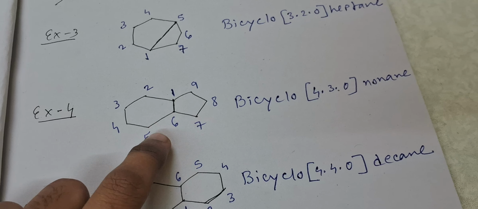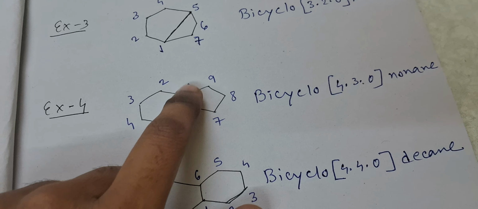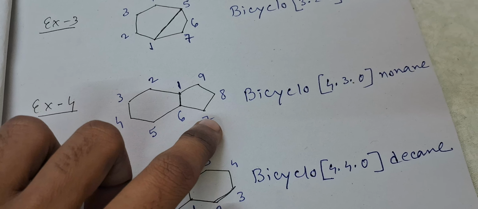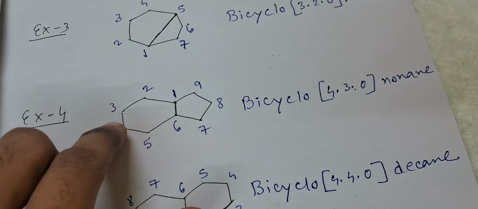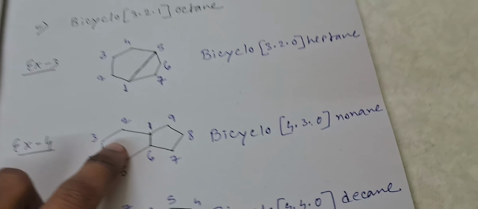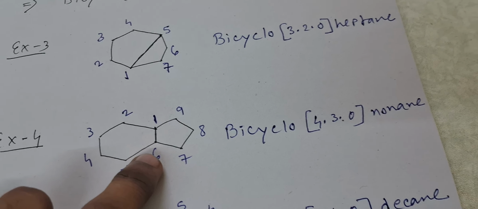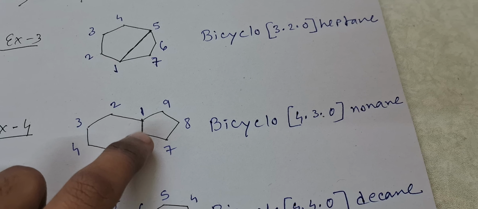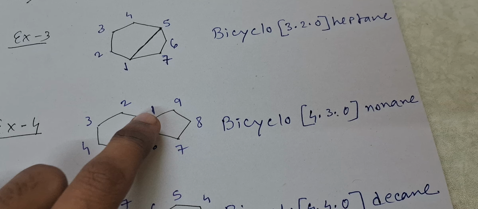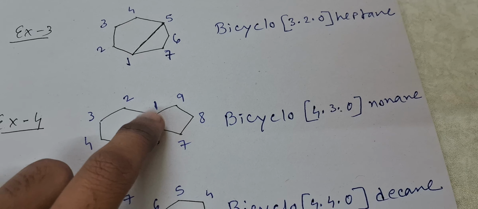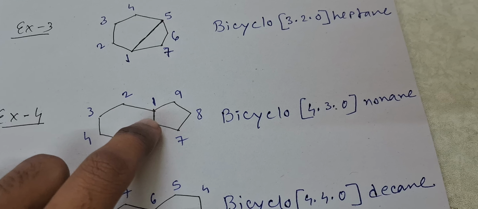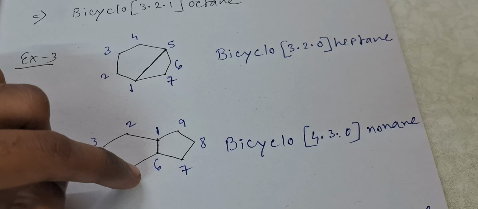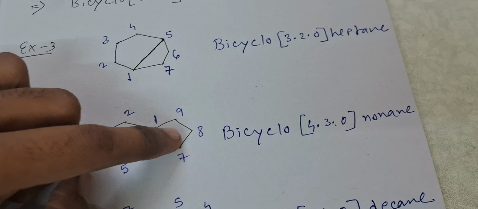So let's do this one. 1 and 6 are bridgehead centers. Left side contains 4 carbon atoms, but right side contains 3 carbon atoms. 4 is higher than 3, like the previous case. 1 and 6 are directly connected with each other via sigma bond. There are no atoms present between 1 and 6. These are two bridgehead centers connected via sigma bond, with no carbon atom between them. The carbon atoms are present at the left side and right side only.